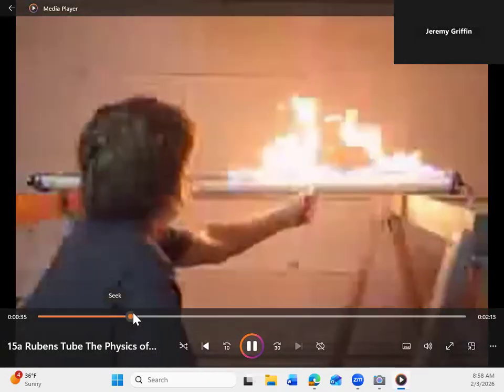All right, let's do Rubens tube. So now you know, guys, sound is a pressure wave. If he throws a very neutral sound, just a sine curve, right, get rid of all the timbre, let's start with a 449 hertz frequency.